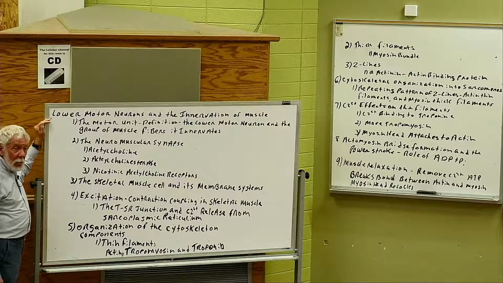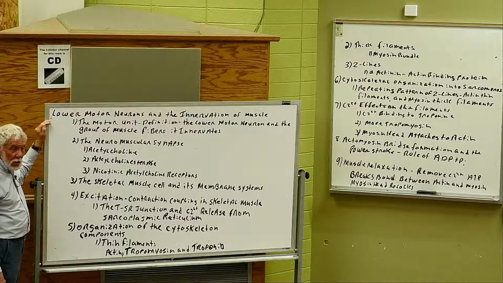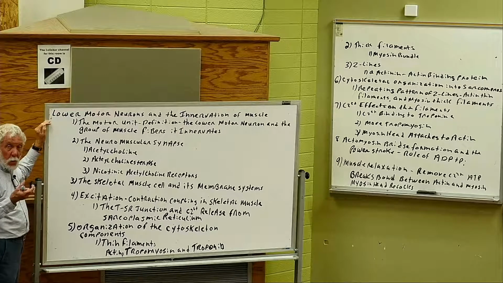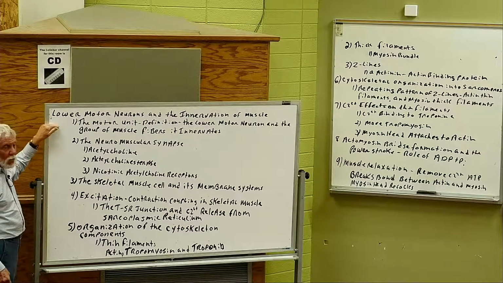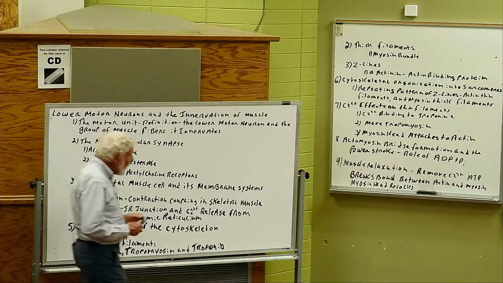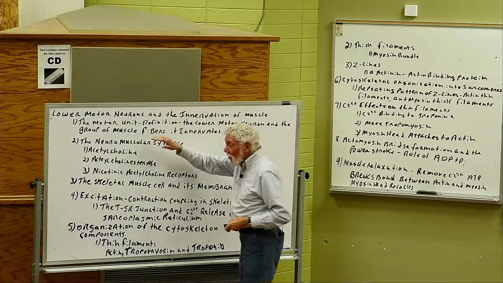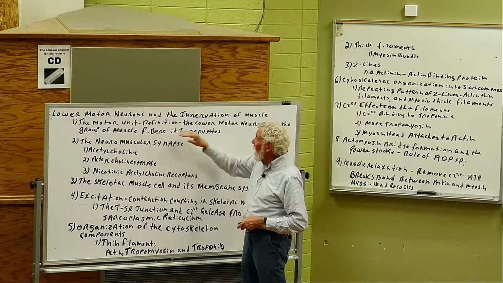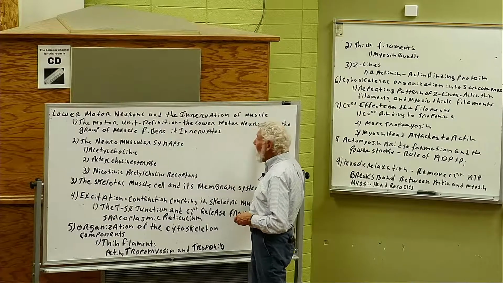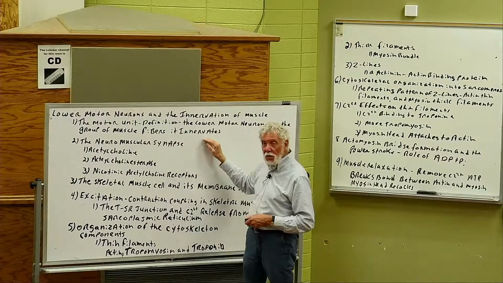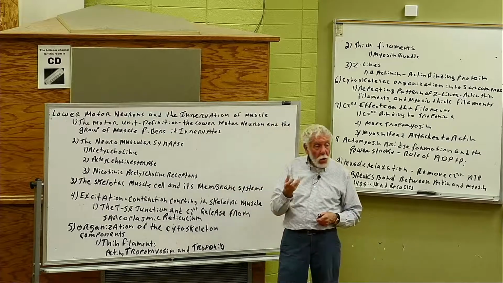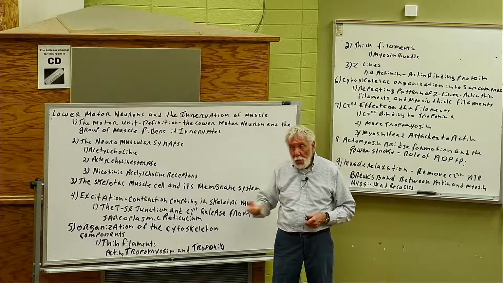When we start talking about lower motor neurons and skeletal muscle, there's a concept that you'll need to know, and that is the concept of the motor unit. The motor unit has a definition. The motor unit is defined as the lower motor neuron and the group of muscle fibers that it innervates. So it includes both the lower motor neuron and a group of muscle fibers.